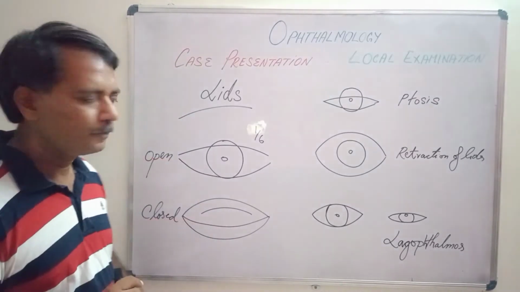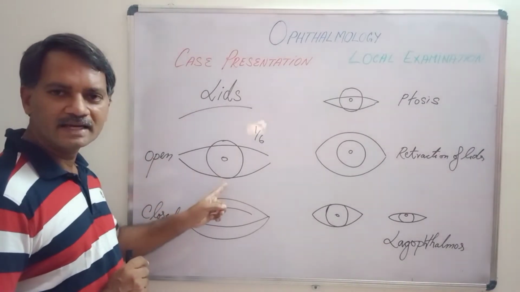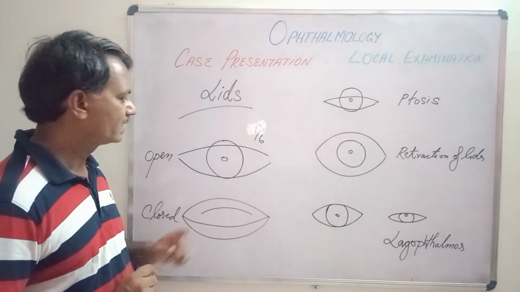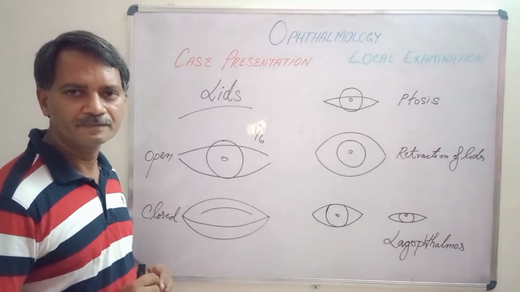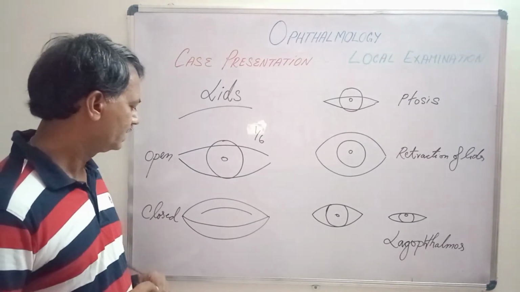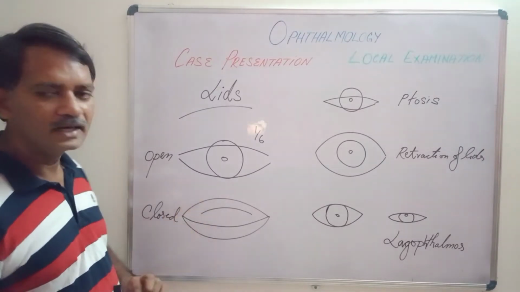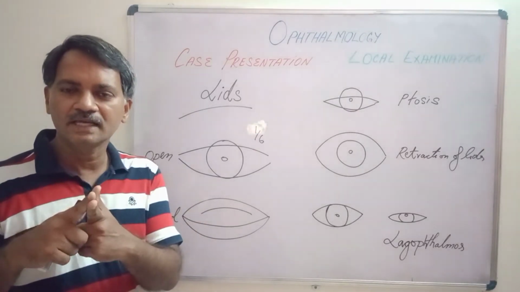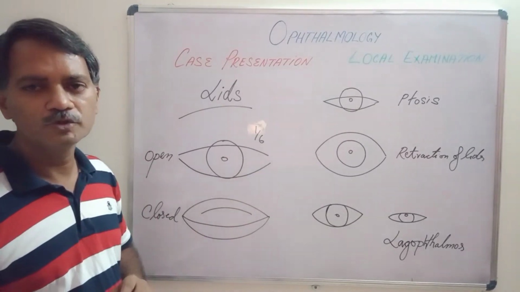When the eyes are open, the lower lid will be exactly at the lower limbus. The upper lid will cover 1/6 of the cornea. About 2 millimeters of the cornea it will cover normally. When the lids are closed, both the upper and lower lid will touch. There will not be any gap. What are the abnormalities usually we see?